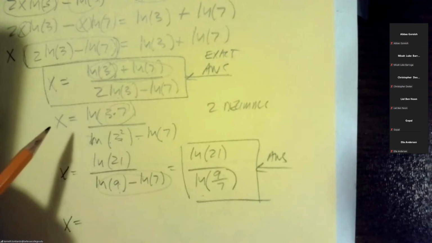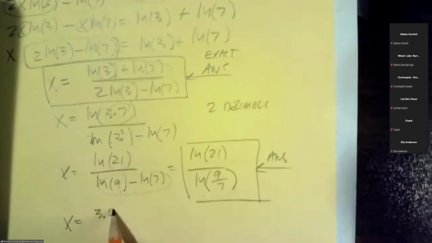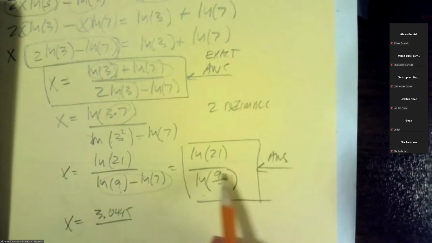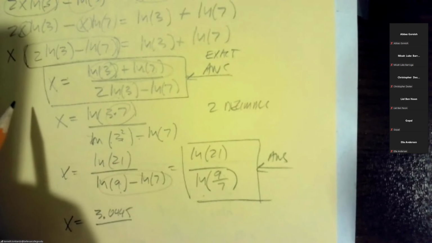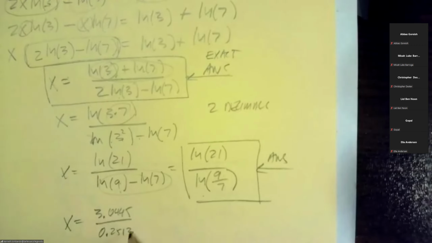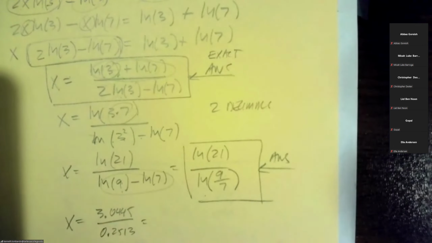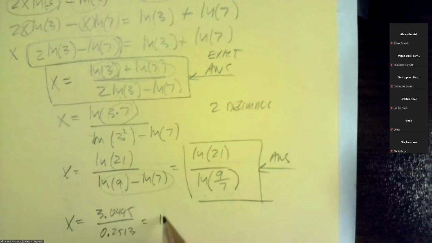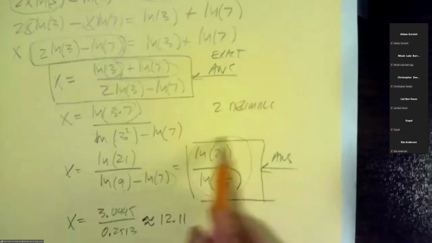The ln of 21 is 3.0445, and the ln of 9 over 7 is 0.2513, for instance. So if I do 3.0445 divided by 0.2513, looks like I get 12.11, and that's approximately.